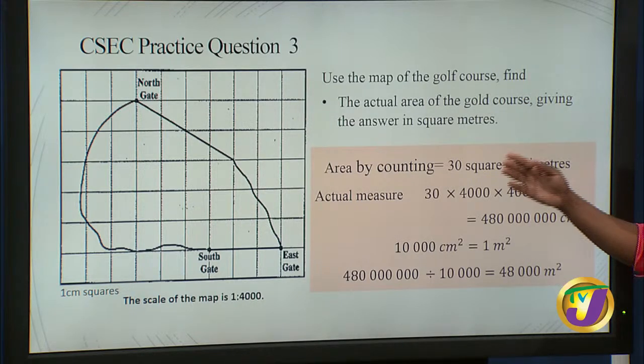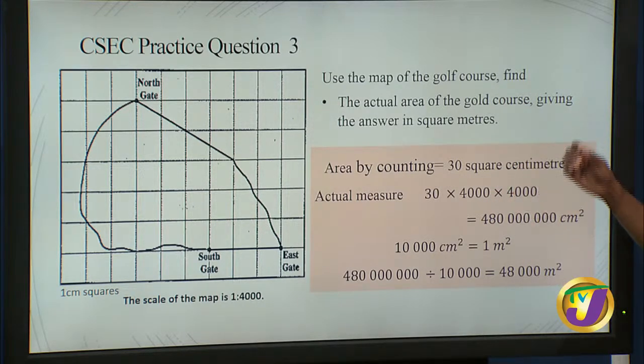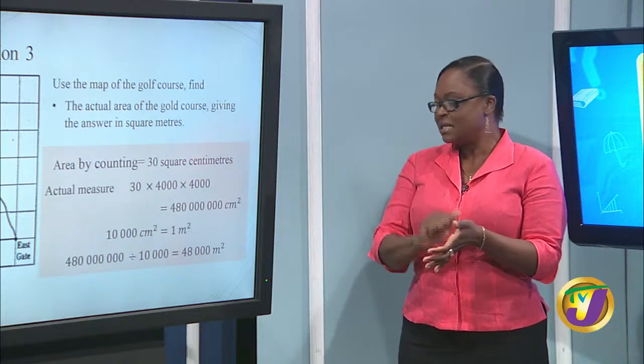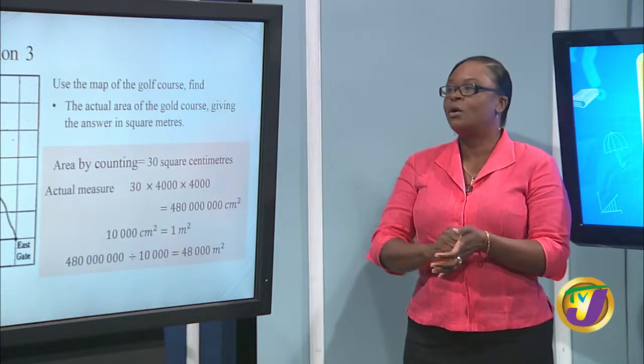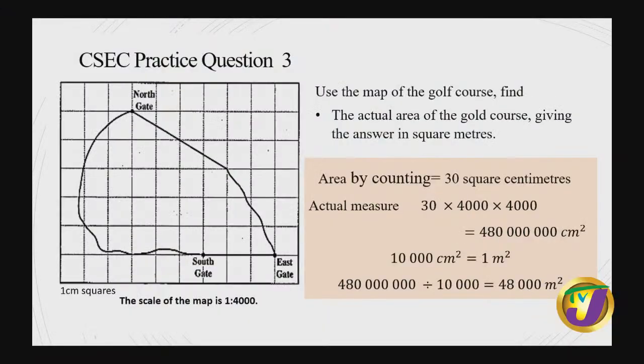That would give us 30 multiplied by 4,000 multiplied by 4,000 to give us this grand total of 480 million square centimeters. Yes. And of course, we need to use the information that 10,000 square centimeters is equal to 1 square meter. How do we use this information?